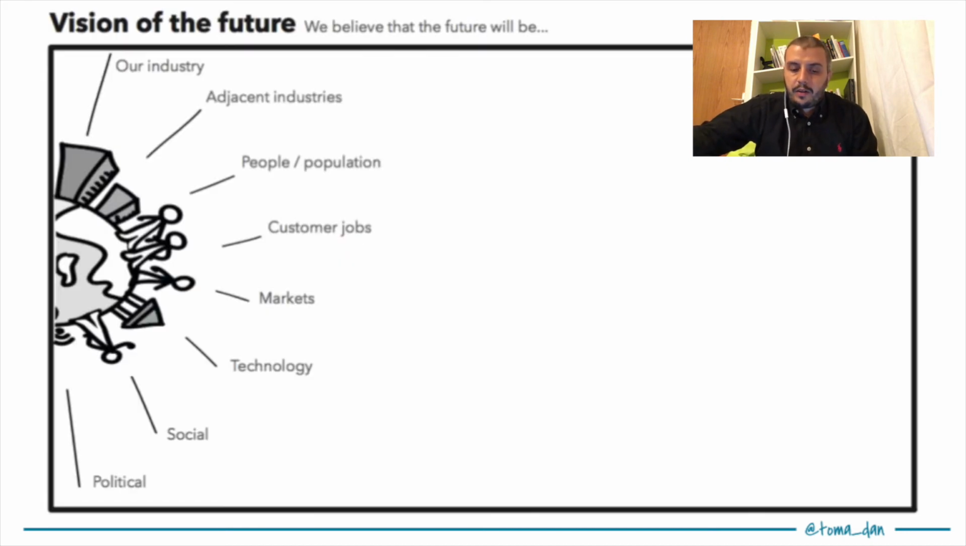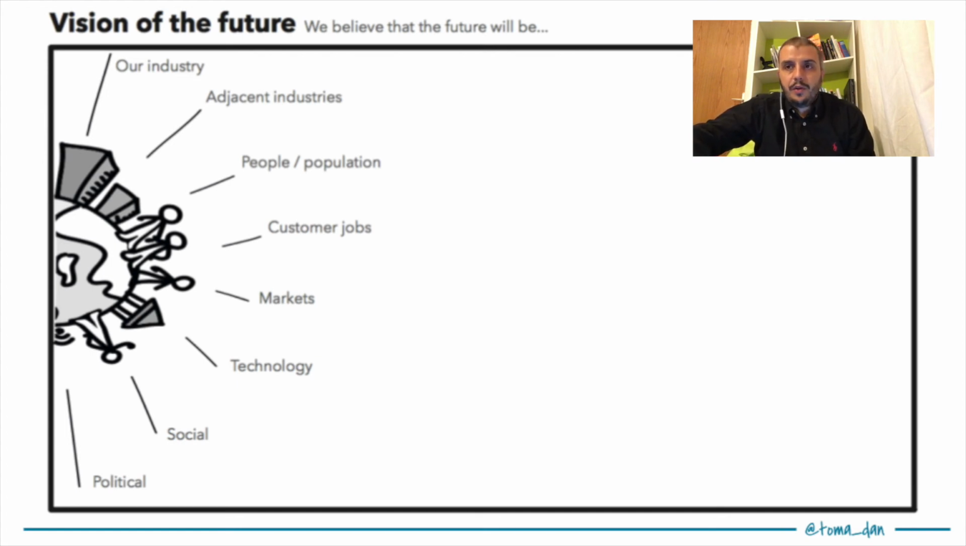So in the first part, in the vision for the future, think about what is your industry and how will your industry change. Also think about the adjacent industries. What are some adjacent industries now, and do you think these adjacent industries are still going to be around in 3, 5, 10 years? Write down all the adjacent industries that you see today, but also write down some adjacent industries for the future. Also think about people, population, and demographics.